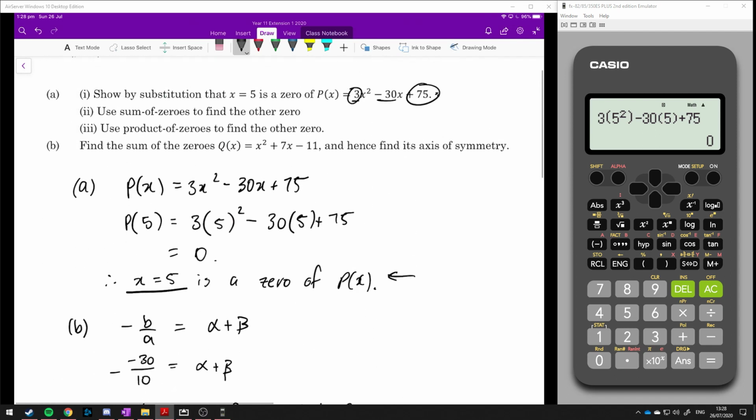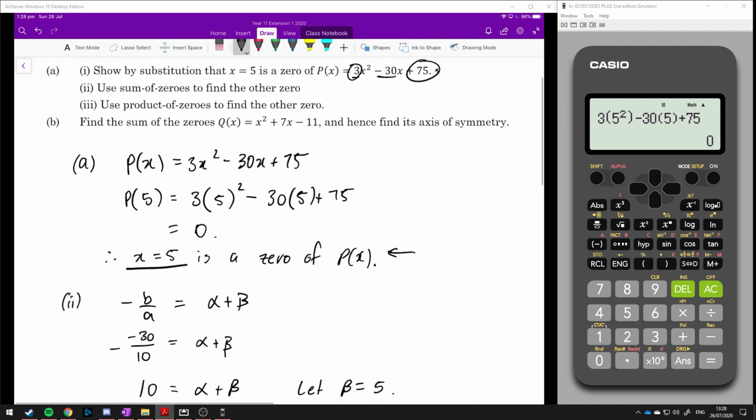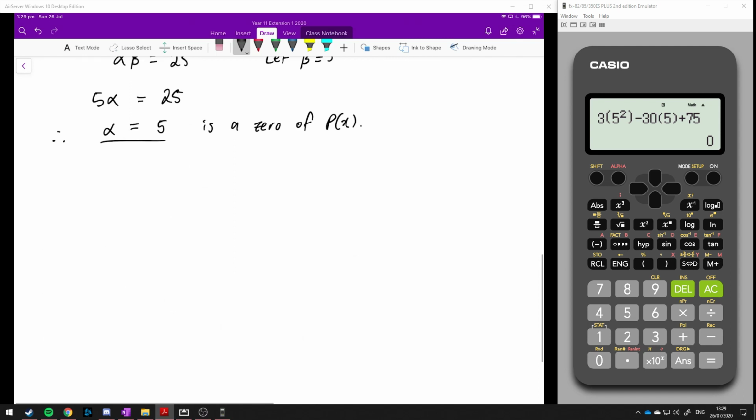Now, part B, well, that should say part 2, not part B there. Naughty, naughty. Now, part B says find the sum of the zeros of this quadratic here, and hence find its axis of symmetry. Okay, so the sum of the zeros is very useful for this question.